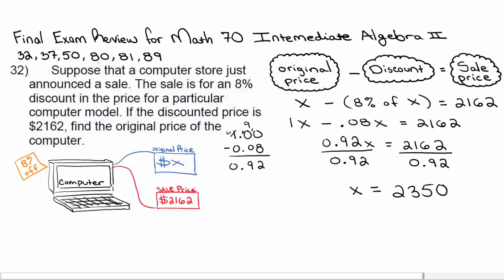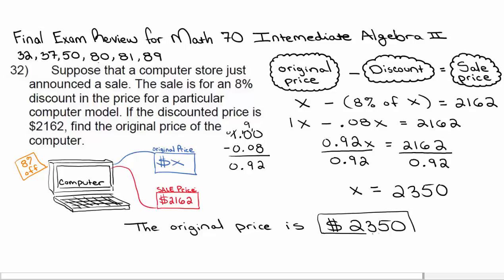Alright, since that's our final answer, and since we ended up solving a word problem, I always like to write my answer as a sentence. So we're going to write this sentence out. The original price is 2,000. Oops, I messed up there. I meant 2,350, and we're just going to box that answer in, and that's our final answer for that one. Alright, good. Alright, let's go on to the next problem that we have right here.